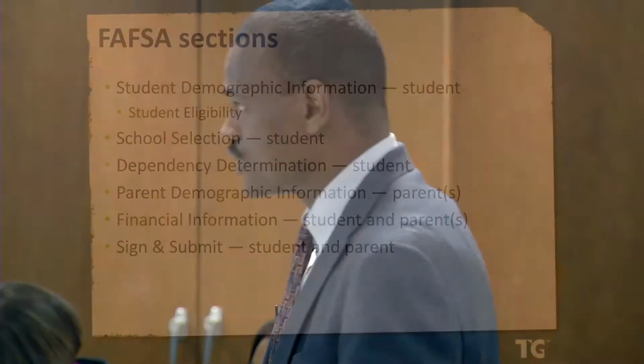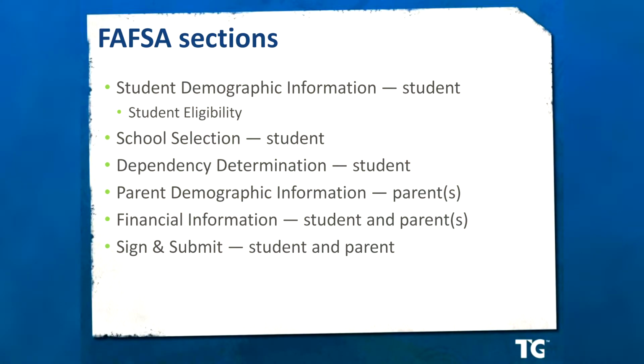So the FAFSA has these six sections. Student demographic information is for the student. School selection, or college selection, which is for the student also. That's where they determine the colleges that they want to receive their information. Dependency determination, we talked about that. That's where the student answers those questions to determine if they need the parental information.